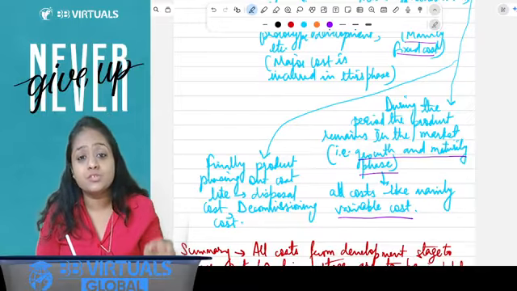Third is the image and relationship cost. These costs are generally incurred by the entity to build a good image so that it is well received by the public. For example, incurring expenses on producing environmental reports, maintaining public relations, doing CSR activities.